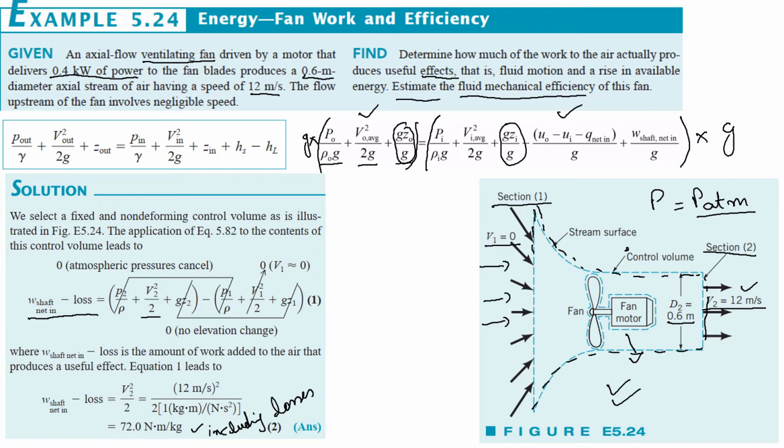Now what we need to do is divide it by the ideal work. The ideal work that this exhaust fan will do on this air to vent it out will be the one without the losses. So let's see how we will find the ideal work to find our efficiency. Let's move on to the next slide.